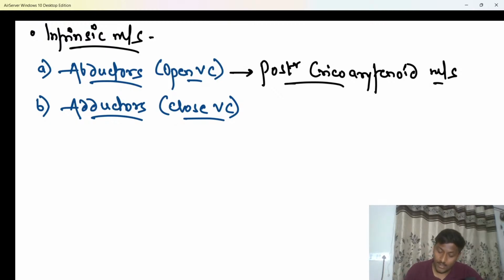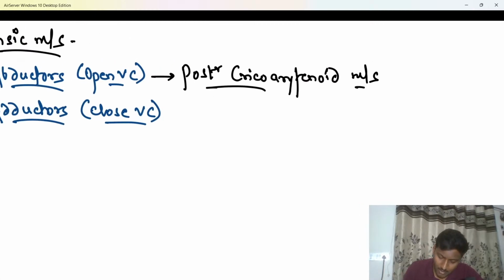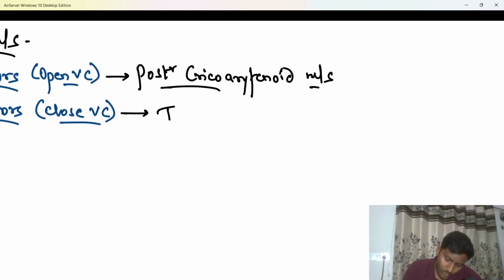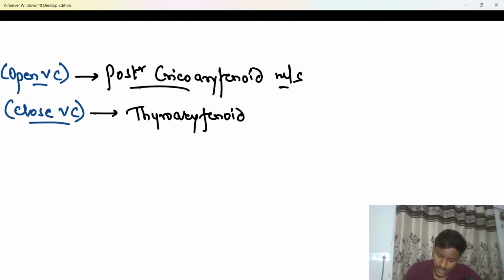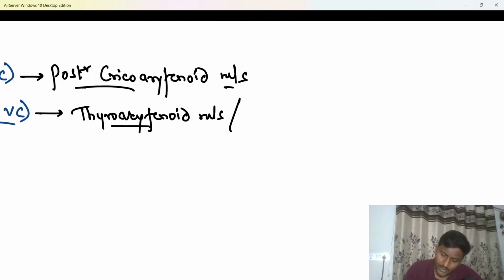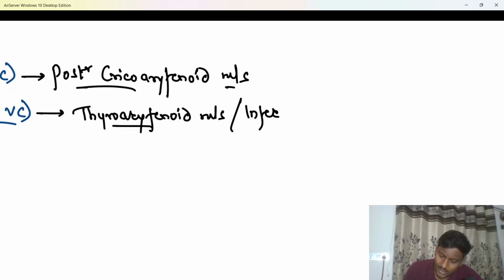Okay? And important is you have to remember that these adductor muscles are 4 in number. There are 4 adductor muscles. One muscle is called the thyroarytenoid muscle. Why this name? Because it starts anteriorly from the thyroid cartilage and it ends posteriorly on the arytenoid, so it is called the thyroarytenoid muscle. The second muscle is the interarytenoid muscle. How many arytenoid cartilages do we have?